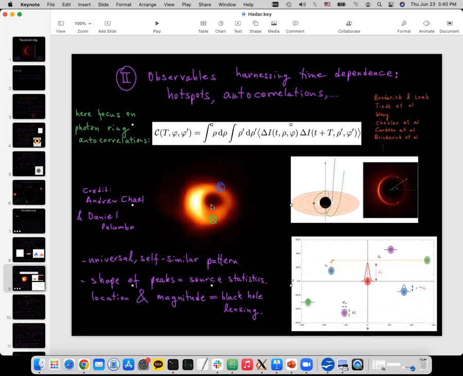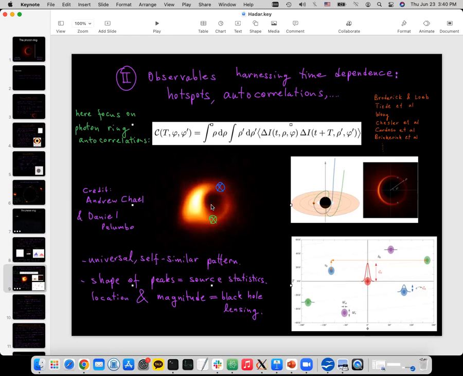Much work has been done on harnessing time dependence. This is a partial list of references. It was proposed to look at hotspots and autocorrelations and more. And I want to focus on the autocorrelation method today.